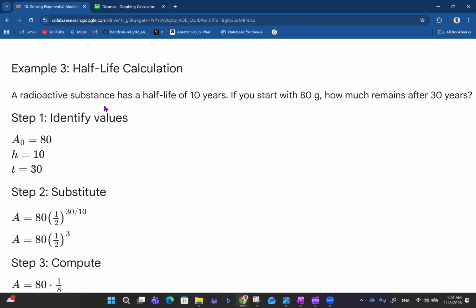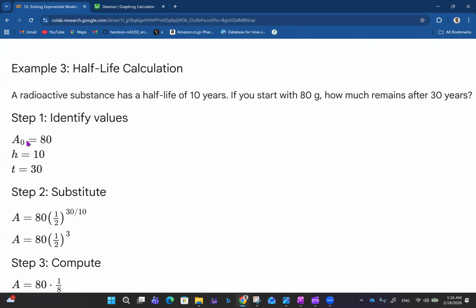A radioactive substance has a half-life of 10 years. What that means is that after every 10 years, it would have lost half of its value. So if you start with 80 grams, that means after 10 years, it reduces to 40 grams. Okay, now the question is: how much remains after 30 years? So you can follow that idea now.